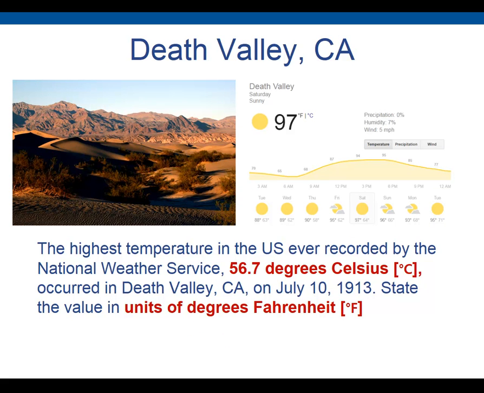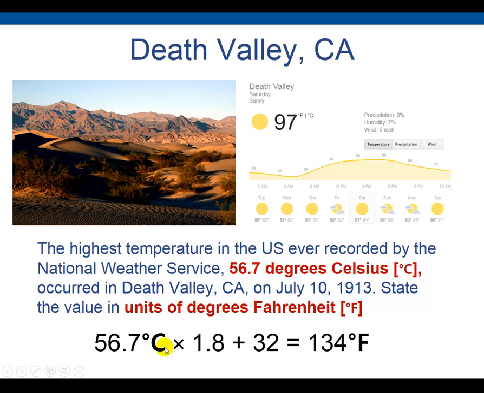So here is some history. Death Valley in California. On July 10, 1913, Death Valley recorded the hottest temperature in the United States. It was 56.7 degrees Celsius. Then what is this in Fahrenheit? We multiply Celsius by 1.8 and add 32, so that is 134 degrees Fahrenheit. It's very hot.